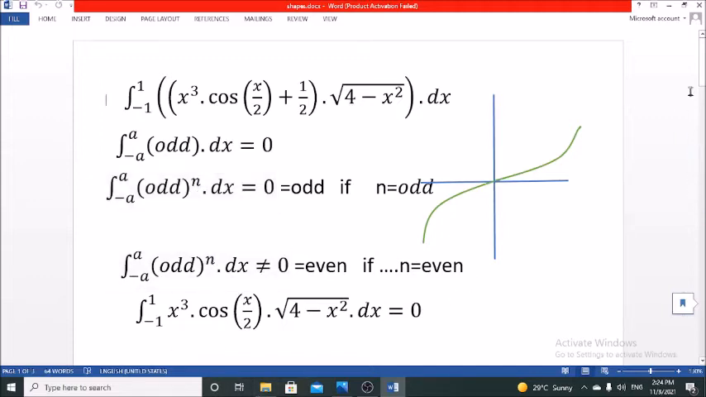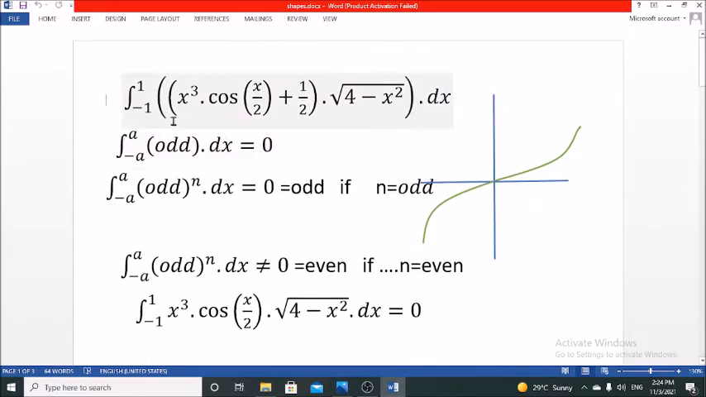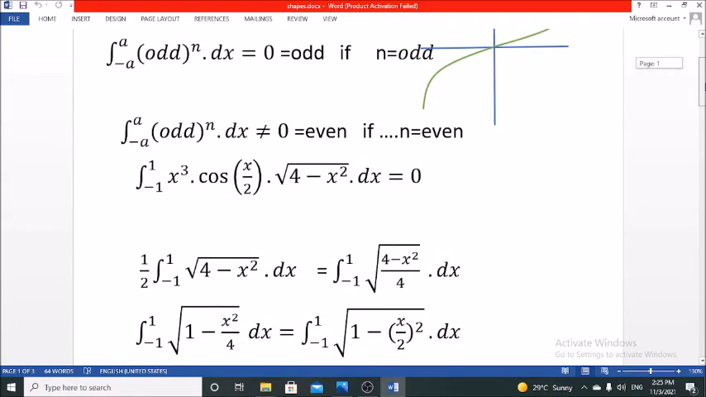Now let's start solving our integration. It should be divided into two integrations to make things easier. The x cubed cosine x over 2 times the root, and the half times the root. Now let's start our first integration, x cubed cosine x over 2 times the quantity under the root.